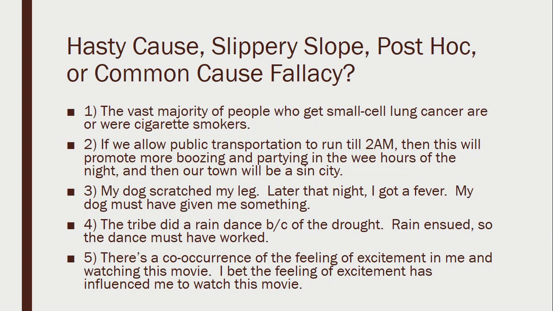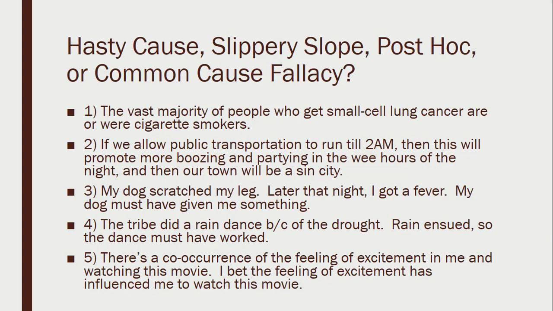Once again, the hasty cause fallacy can come into play here. One can read this as saying that doing a rain dance and there being rain are correlated. So since they're correlated, therefore the rain dance causes the rain. However, much more work needs to be done in order to establish causation. So this also commits the hasty cause fallacy.